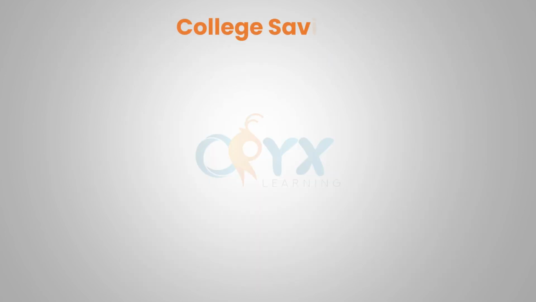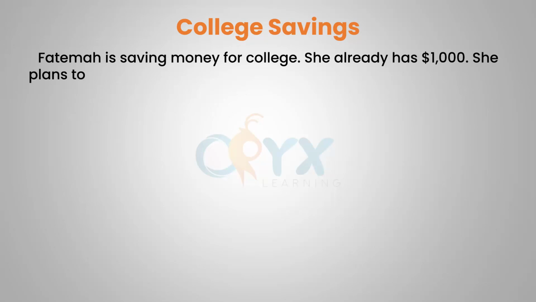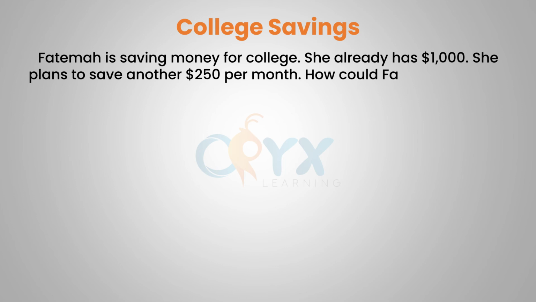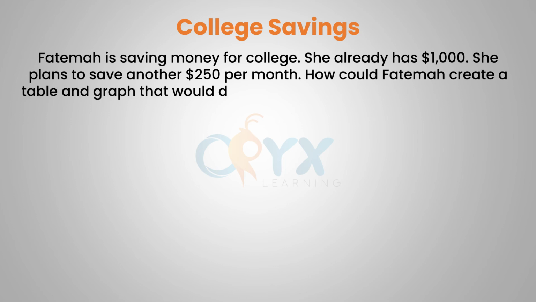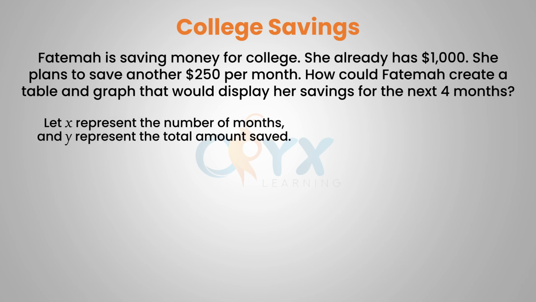Back to our college savings. Fatima is saving money for college. She already has $1,000. She plans to save another $250 per month. How could Fatima create a table and graph that would display her savings for the next 4 months? If we let x represent the number of months and y represent the total amount saved, then we can form the equation y equals 250x plus 1,000, as 1,000 is our initial amount, and the slope, the amount of change, would be 250 per month.